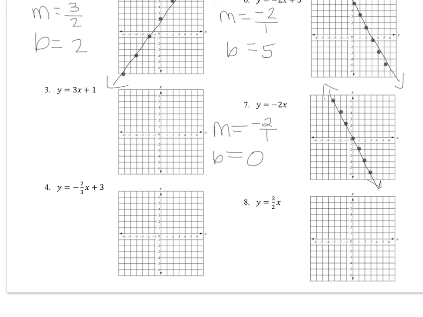So my expectation is that you've finished this worksheet. Any of the problems that I have not completed, you will complete on your own. Good luck, and I will see you soon.